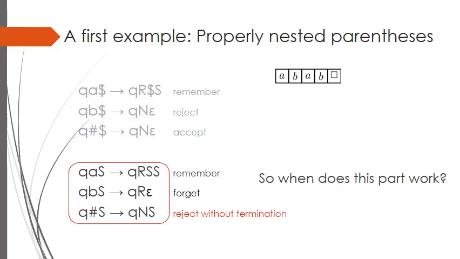So when does this part work? How can we define it? This part is easier to describe. Whenever the number of A's is at least 1 more than the number of B's, one of these rules works, depending on the symbol from the tape.